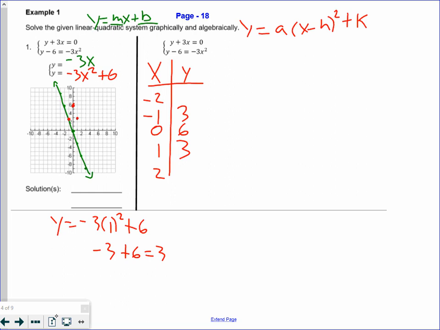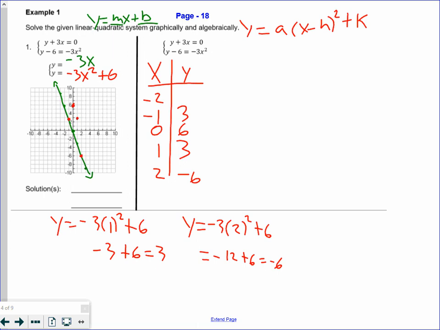And now for x equals 2, we'll do the same thing, plug that in. y equals -3 times 2 squared plus 6. 2 squared is 4. 4 times -3 is -12 plus 6 will give us -6. So we have the point 2, -6.